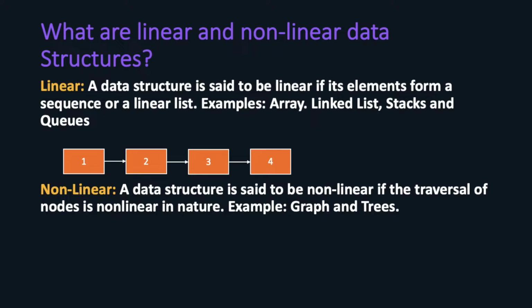Coming to nonlinear data structures, a data structure is said to be nonlinear if the traversal of nodes is nonlinear in nature. So the example for a nonlinear data structure can be a graph or a tree. If you look at the example, like we have a tree, the traversal is nonlinear in nature.